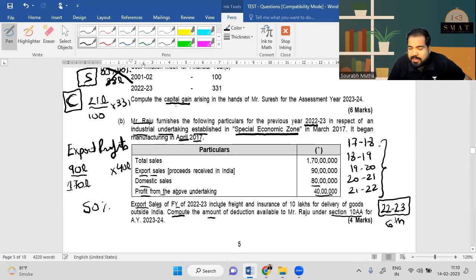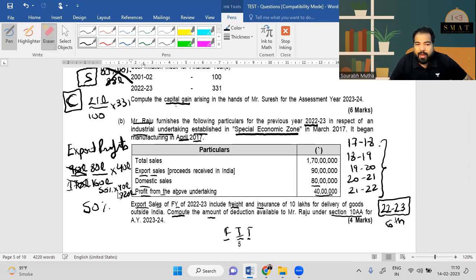The export sales, guys, any FIT, freight, insurance and telecommunication charges have to be reduced. So freight and insurance of 10 lakhs for delivery of goods, they have to be reduced from here also. So this will become 80 and this will become 160. So basically the percentage will become 50% of 40 lakhs, which is 20 lakhs.